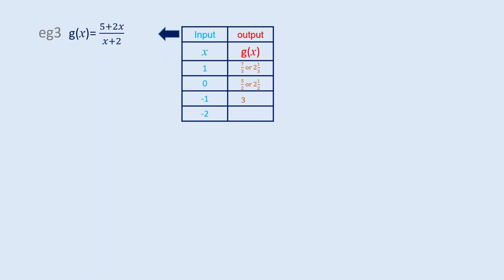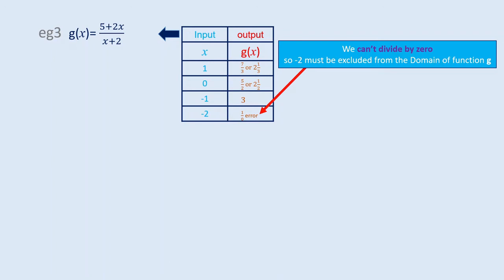Can I put negative 2 into this function? That would be 5 plus 2 times negative 2. 2 times negative 2, that would be negative 4. So 5 minus 4, that's 1. Over negative 2 plus 2. Uh-oh, that would be 0. And as we know, we can't divide by 0. So if you tried, you get an error on your calculator because 1 over 0 isn't a real answer. So we've just seen that we need to exclude negative 2 from the domain of input values for function g.